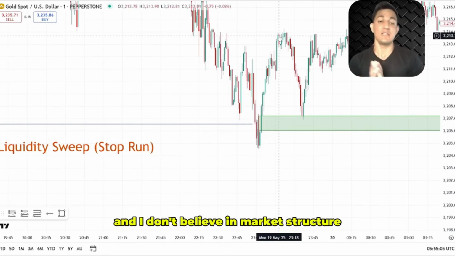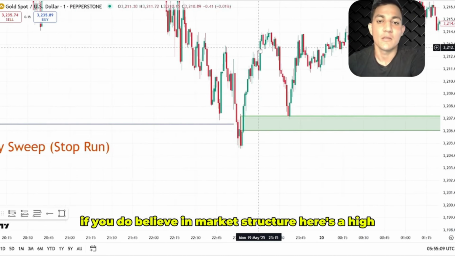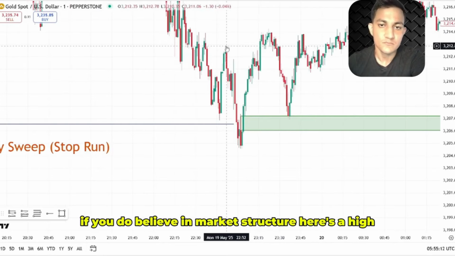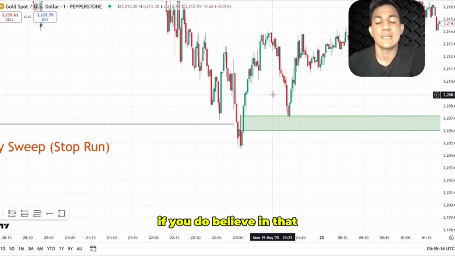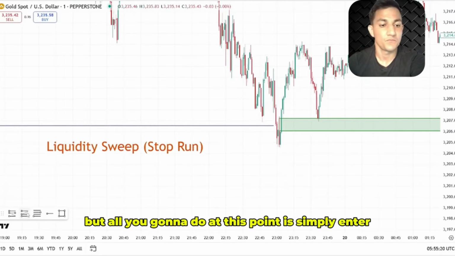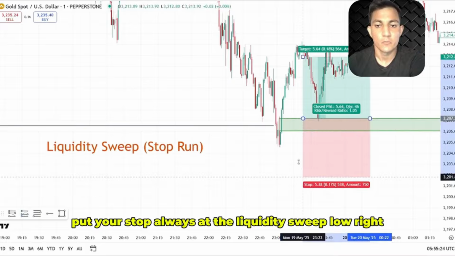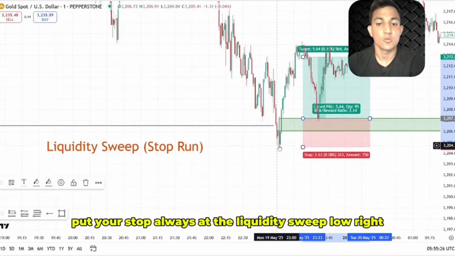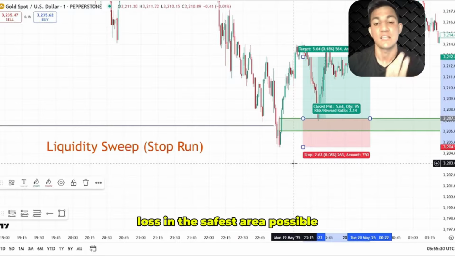And I don't believe in market structure. I think it's a load of BS. That's just me personally. But if you do believe in market structure, here's a high. Price closes above it. There's your market structure shift, right? If you do believe in that. But all you're going to do at this point is simply enter on the fair value gap like this. Put your stop always at the liquidity sweep below, right? The only reason we wait for the liquidity sweep is to put our stop loss in the safest area possible.